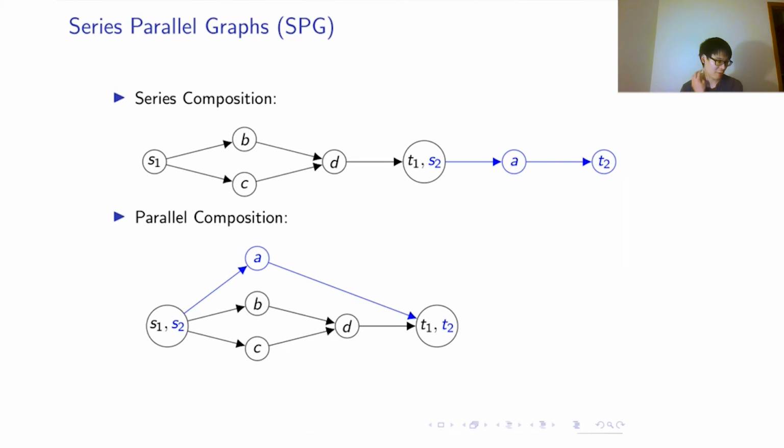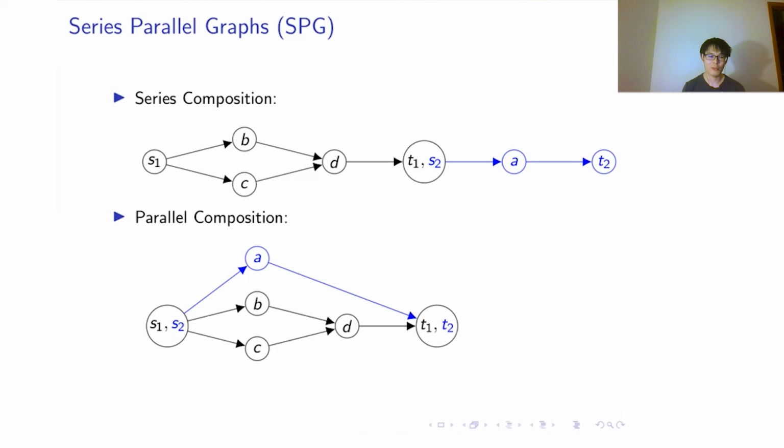So a series parallel graph is constructed inductively, where the base case is just a single edge. For the inductive construction, it is either by series composition or parallel composition. For series composition, we're given two series parallel graphs, and we just concatenate them. While for parallel composition, we're given two SPGs, and we place them in parallel by merging the sources and the sinks.